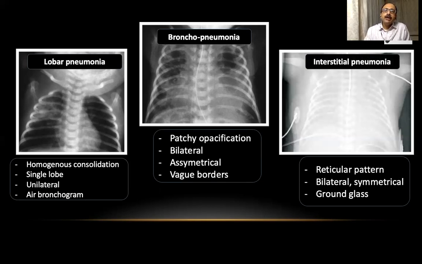Mind you, pneumonia has a spectrum of radiological appearances. It could be restricted to a lobe, it may be bilateral diffuse affecting both lungs, or it may show a reticular pattern which is symmetrical with a ground glass appearance, suggestive of interstitial pneumonia.